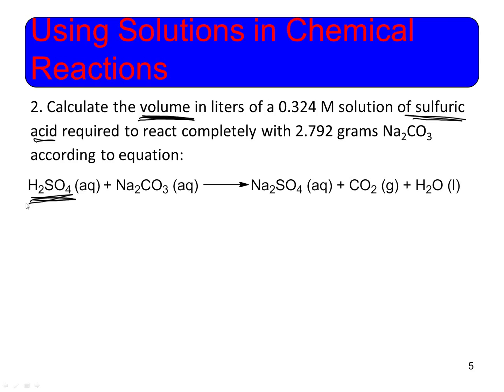Okay. All right, and we're given a molarity, so we're given the concentration of the sulfuric acid, but we want to know, so in the lab, this would be useful. So I know the molarity, and I know that I have 2.792 grams of my other reactant, but I want to know what volume. So that doesn't really tell me much. I may know the molarity of that acid, but I need to know how much. So what volume do I need to use to react with the grams that I have of the sodium carbonate? Okay, so we're looking for volume.